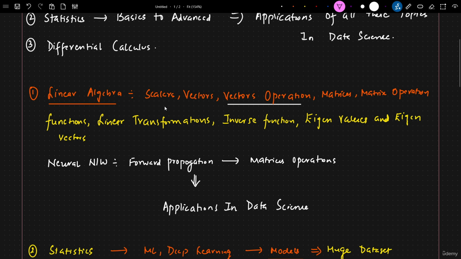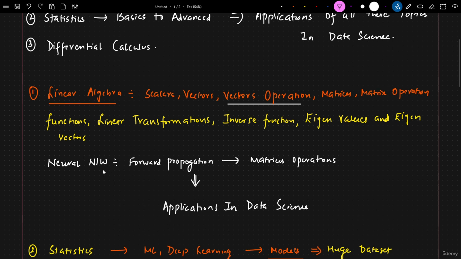So initially, we will start with linear algebra. In linear algebra, we will be learning about topics like scalars, vectors, vector operation, matrices, matrix operation, functions, linear transformation, inverse function, eigenvalue, and eigenvectors. When we are covering all these particular topics, we will be understanding where specifically we use this in data science. Whether we use it in machine learning, whether you use it in deep learning, whether we use it during training our neural network, all those things we will discuss.